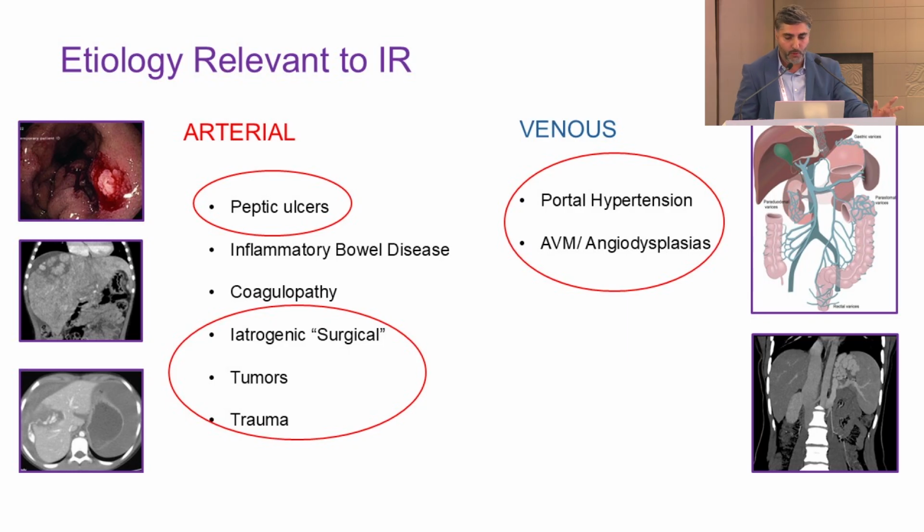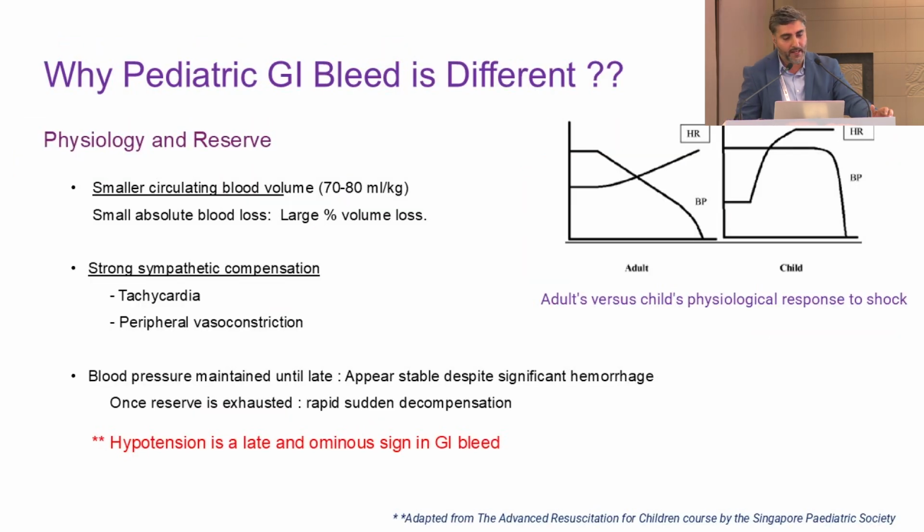From an IR point of view, practically we can divide GI bleeding into arterial and venous causes, because this directly affects how we manage these patients. In arterial causes, we are expected to do arterial embolization. Venous causes like variceal hemorrhages are typically related to portal hypertension, and may require TIPS or portal decompression in some form. So we need to understand why pediatric GI bleed is different from adult bleeding.